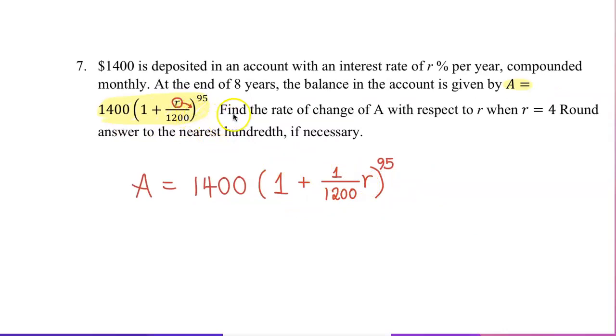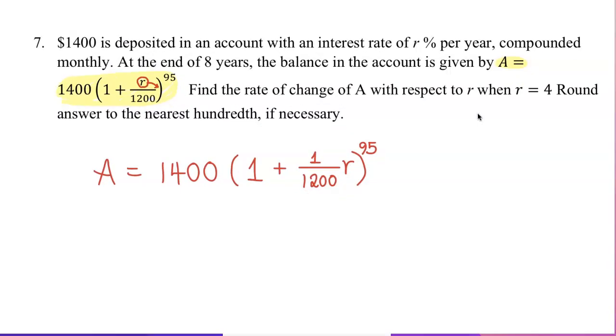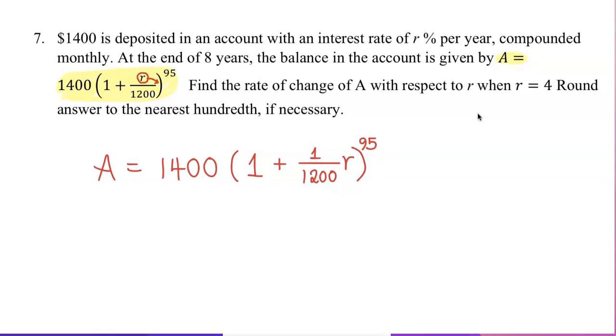Now, what are we doing with this? They said find the rate of change of A, how fast this money is changing. The balance is changing with respect to R. Well, the higher the rate you get, the more money you're going to have. So if you're investing, you want to go for the bank that offers you the highest interest rate. So here's what we are finding. Look at the wording here.